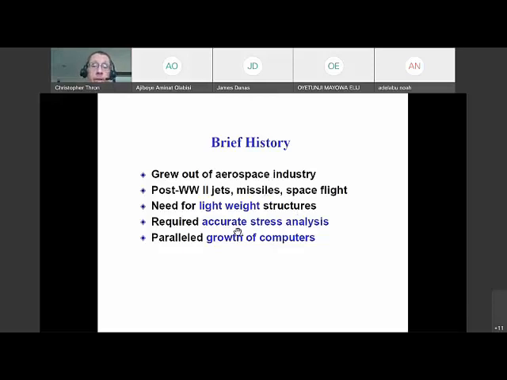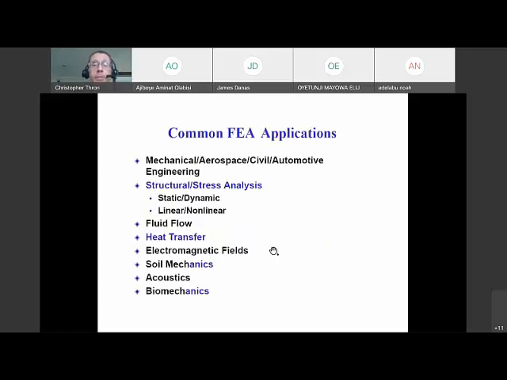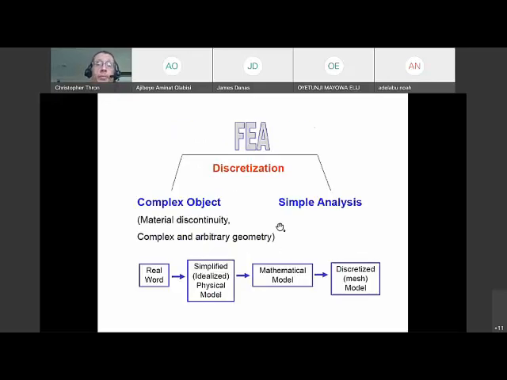Finite elements was enabled by the development of computers. It's very, very much dependent on computers. So here are some different applications of finite elements. The key to finite elements is discretization.